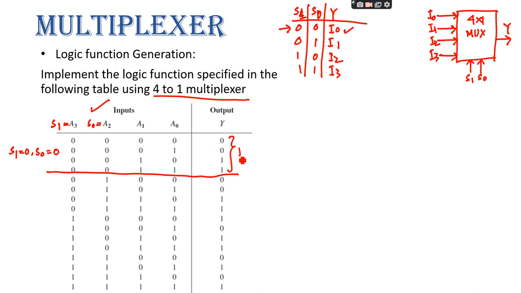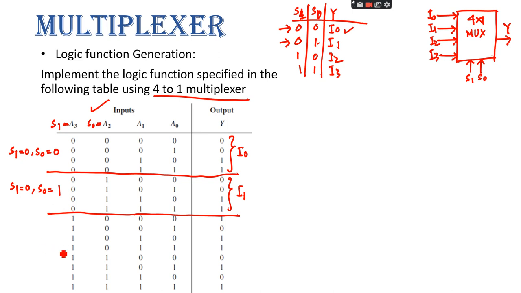So this should be your I0. Is that clear? Yes, sir. Again, for these 4 values, your S1 is 0 and S0 is 1, right? So whenever you have S1 0 and S0 1, what should be the output? I1. So these 4 correspond to I1, right? Are you getting my points?